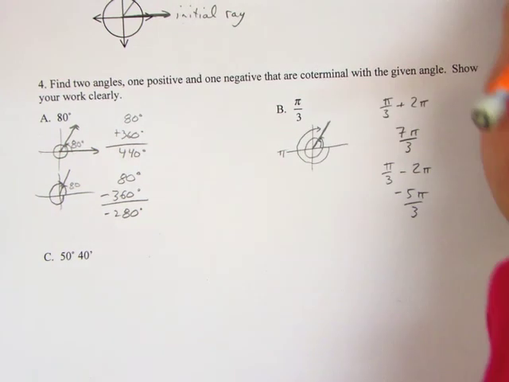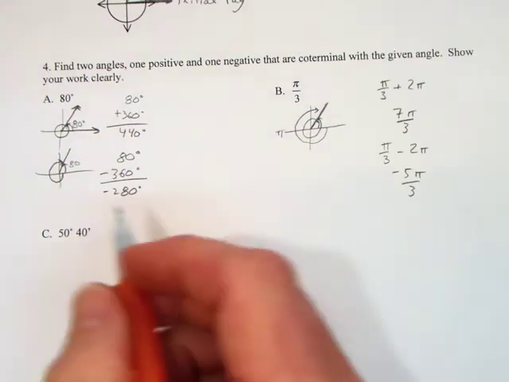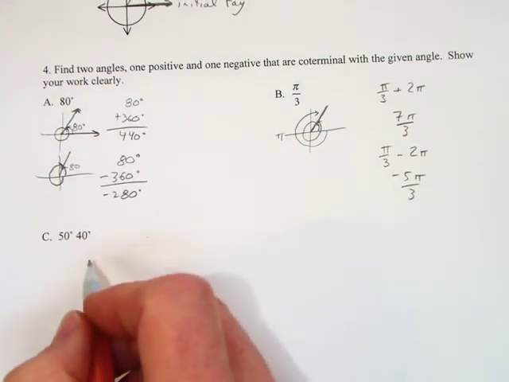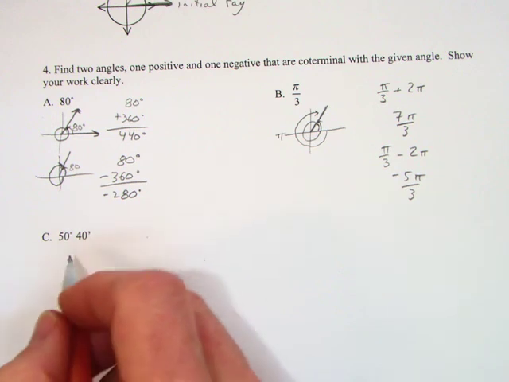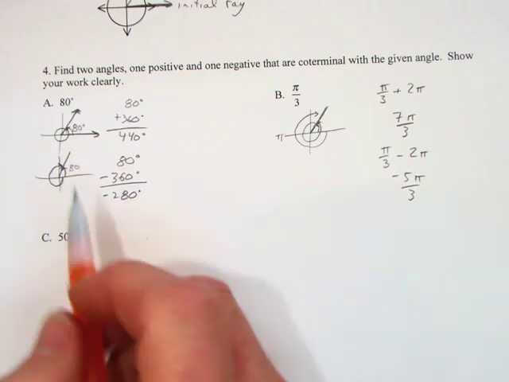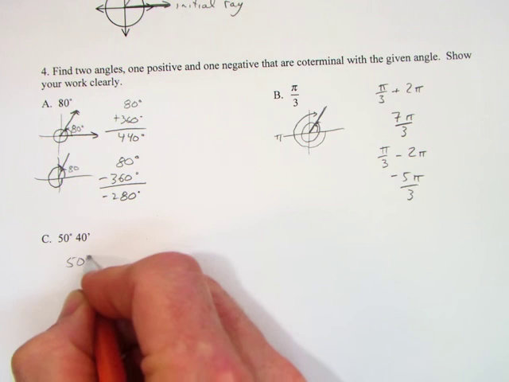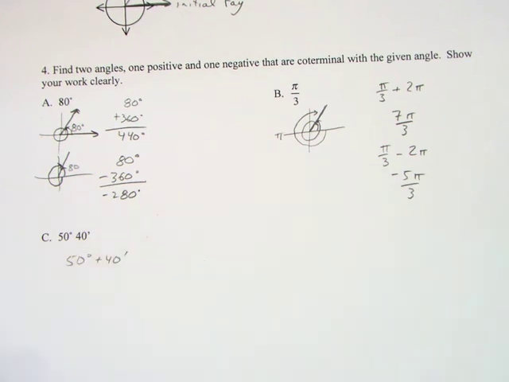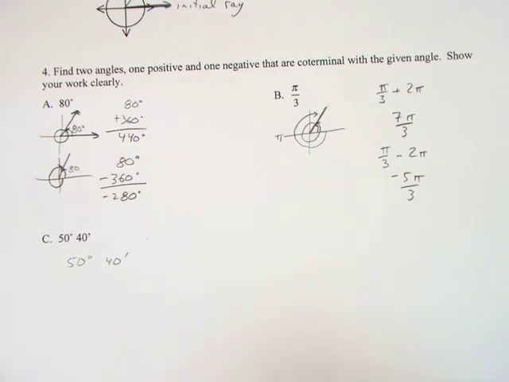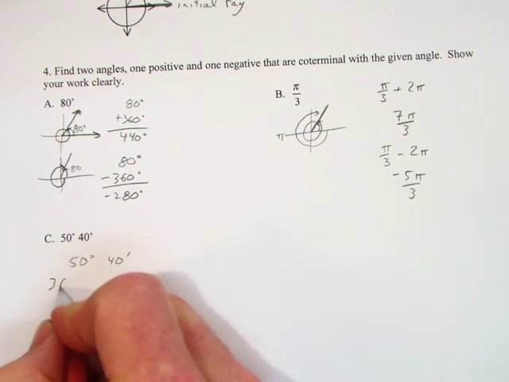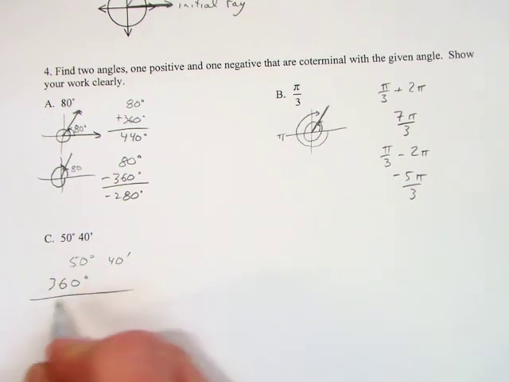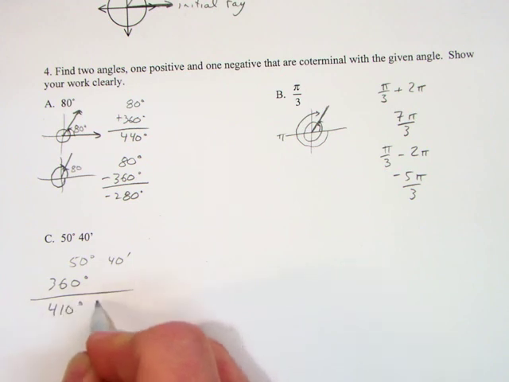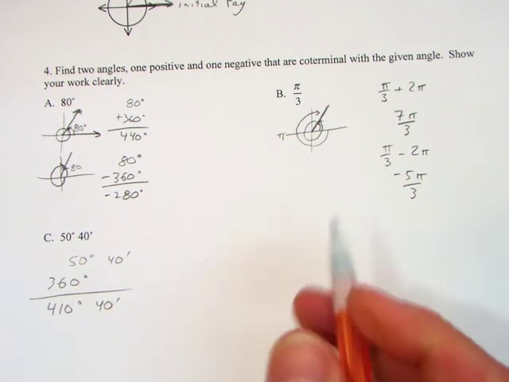And I want to do this one just because, for whatever reason, students have a hard time when you get minutes in here. It's going to be very similar to the first one. We're going to take our 50 degrees and 40 minutes, and we don't need to write plus, but in essence, that's what's there. And we're going to add 360 degrees to it. So we'll get 410 degrees, 40 minutes. Now, that's an easy one.